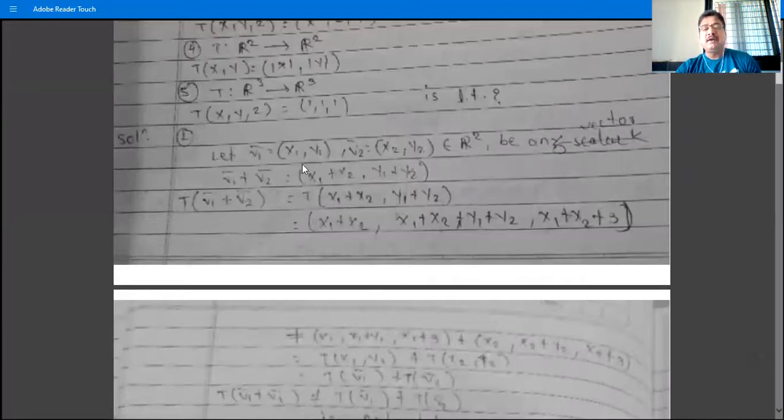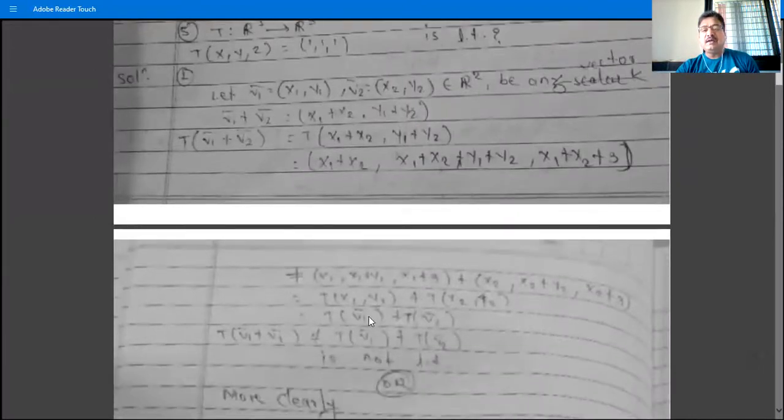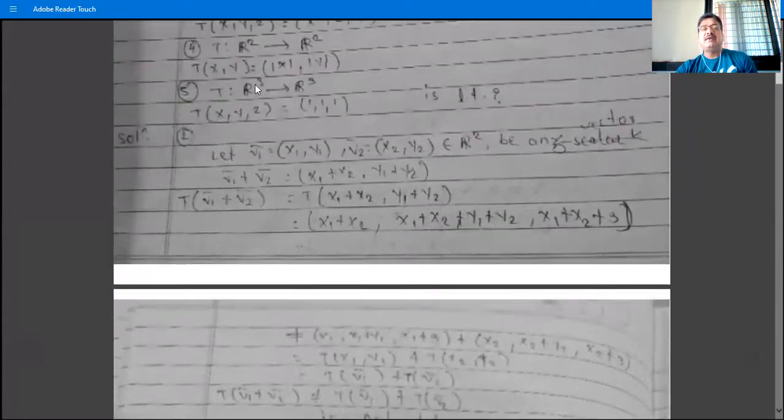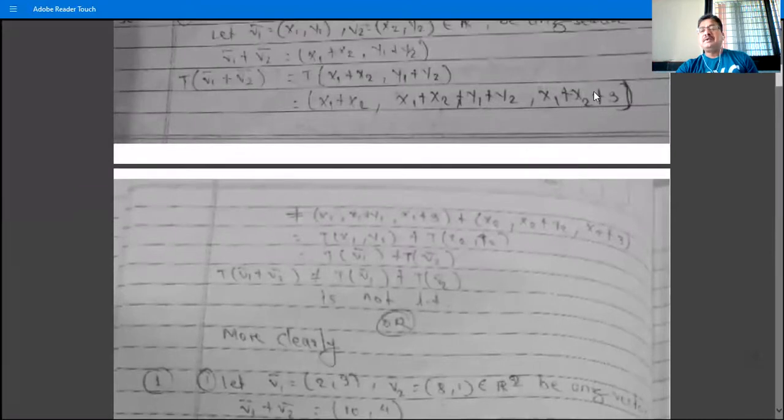So what is T of V1? T of V1 is T of (x1, y1), and T of V2 is T of (x2, y2). T of (x1, y1) is (x1, x1 plus y1, x1 plus 3) by using the definition. And T of V2, that is T of (x2, y2), is (x2, x2 plus y2, x2 plus 3). And what is the addition of these two? It is (x1 plus x2, x1 plus y1 plus x2 plus y2, x1 plus x2 plus 6). It is not plus 3.